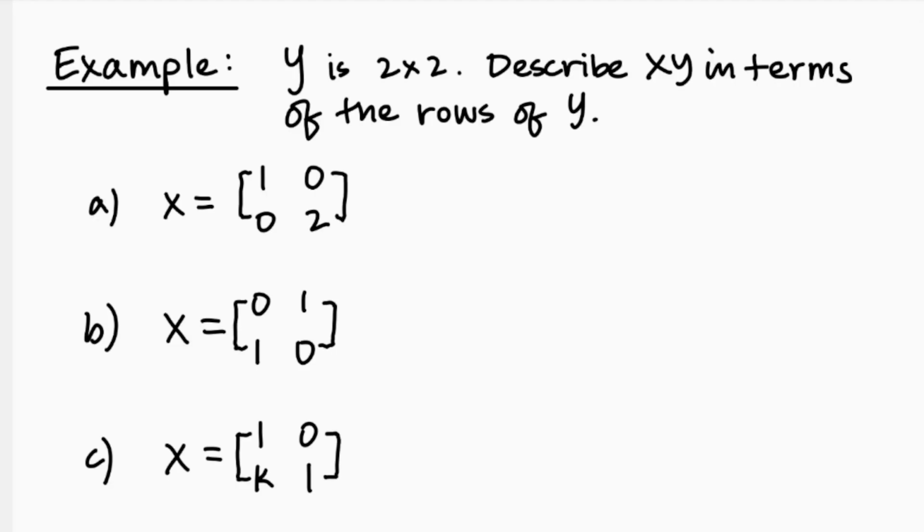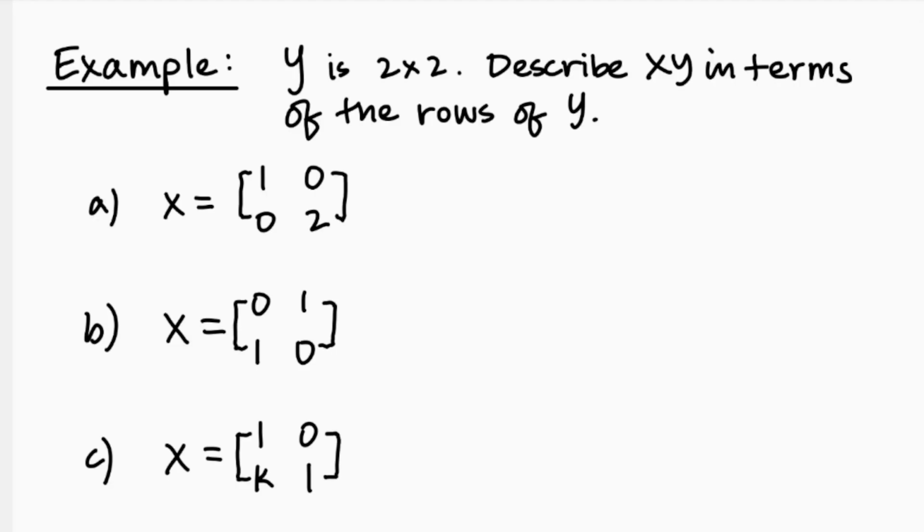All right, now moving on, thinking about a situation where y is a 2 by 2 matrix and we're going to multiply x times y, and we know x. So we know the thing we're multiplying on the left. Describe x times y in terms of the rows of y.